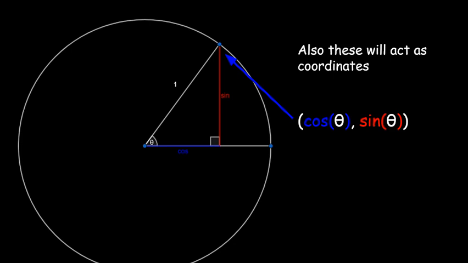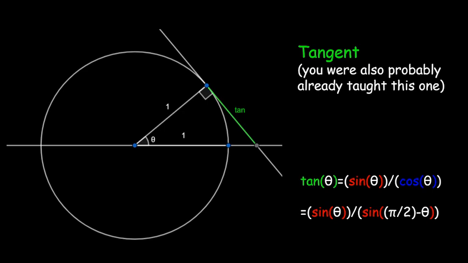Also, we can figure out where the third point is with coordinates just using theta, cosine, and sine. It'll be at cosine theta and sine theta if we know theta. If we don't, then good luck. Anyways, tangent is the length of the glowing segment.